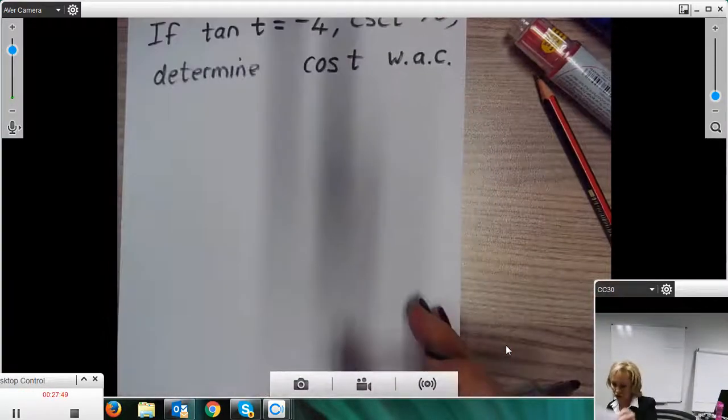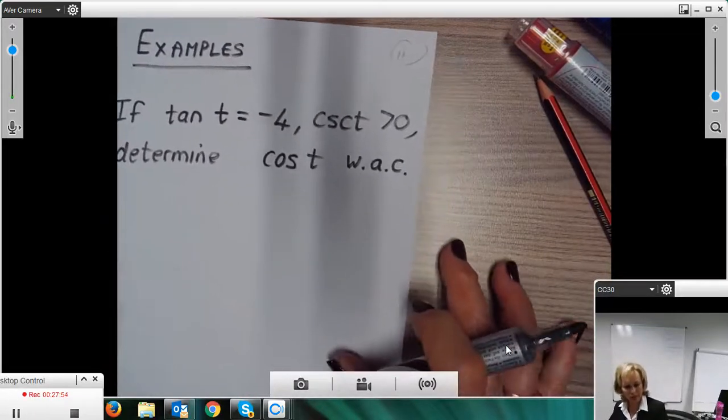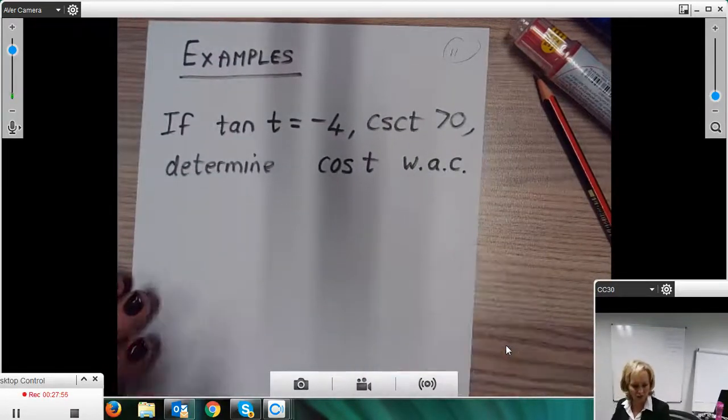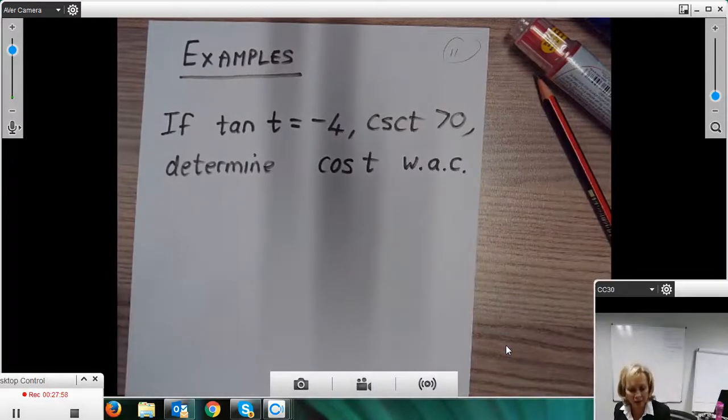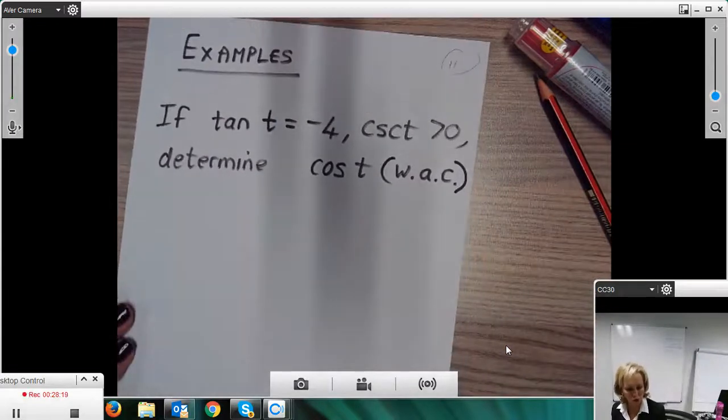So to finish off, let us just do one example. I chose a particular example as has appeared in your assignments, and remember, any question that has been put into your assignments is examinable. Alright, so here's the example. If tan t is equal to -4 and cosec t is positive, determine cos t without a calculator, which is of course relevant to your module.